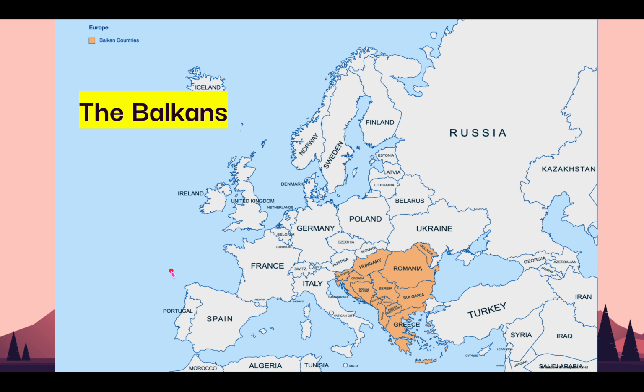All right, next, let's talk about the Balkans. So this is a modern-day map, of course. The Balkans are located right here, kind of in southeastern-ish Europe. It includes countries such as Greece, Serbia, Bulgaria, Croatia.